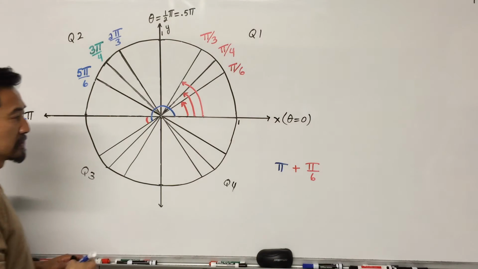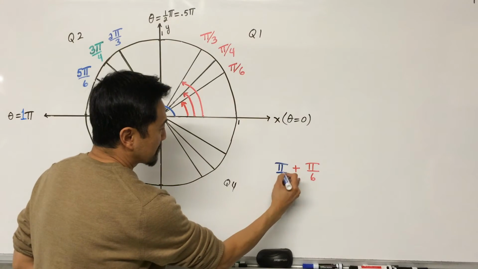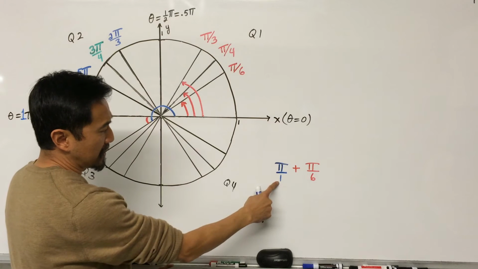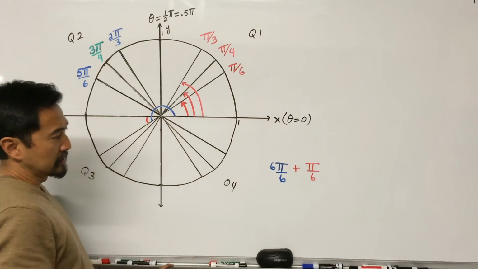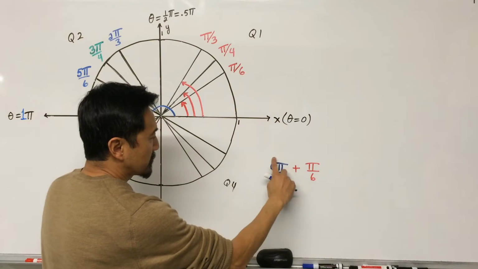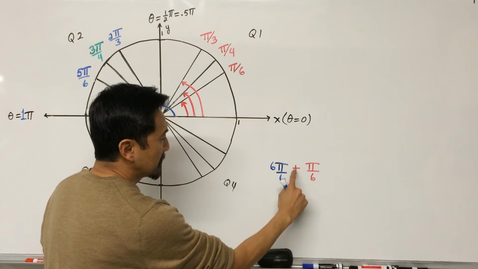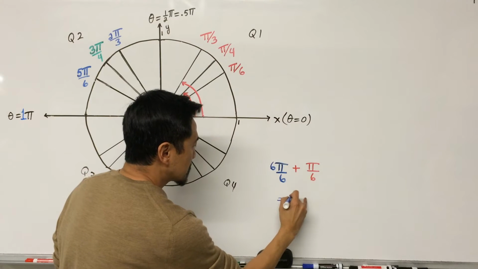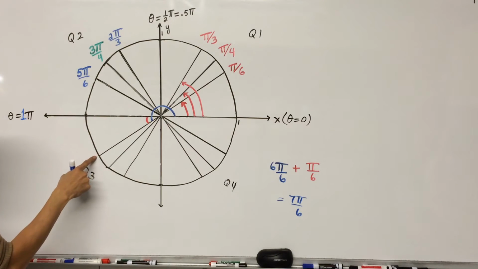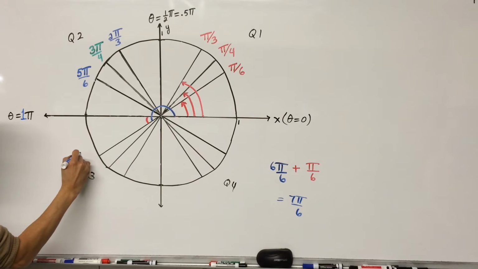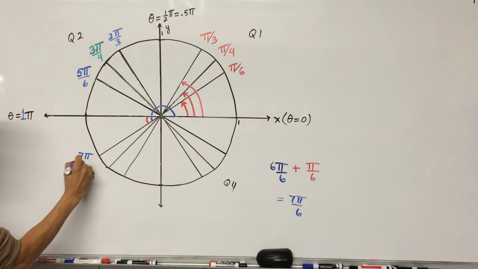Okay, so if I want to add, I have to find a common denominator. Pi has a denominator of 1, so I multiply top and bottom by 6. Now the denominators are the same, so we add the numerators. 6 pi plus 1 pi gives us 7 pi over 6. Okay, so this blue angle has a measure of 7 pi over 6.